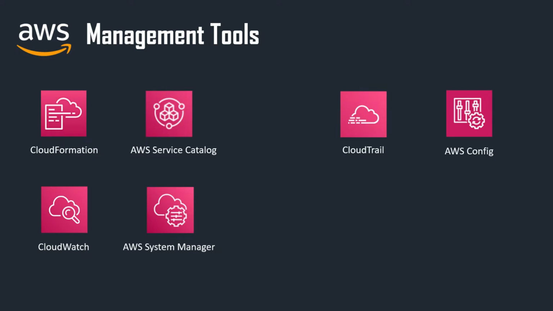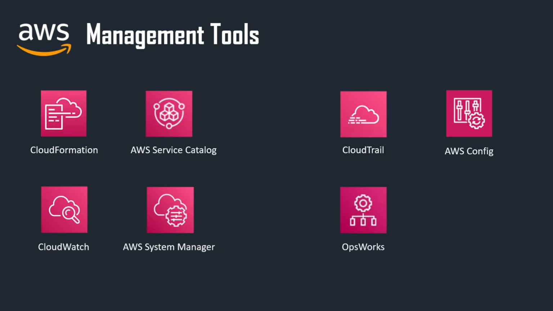AWS Config enables you to assess, audit, and evaluate the configurations of your AWS resources. This greatly simplifies compliance auditing, security analysis, change management and control, and also operational troubleshooting.